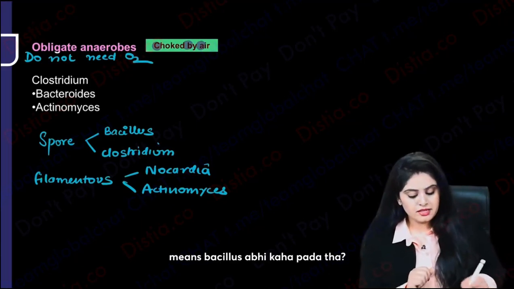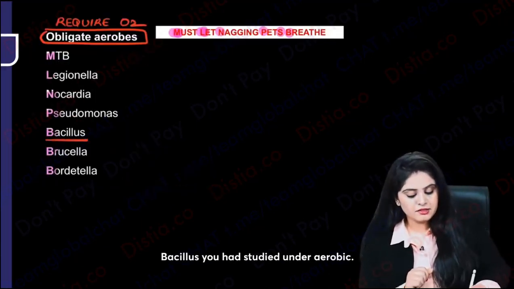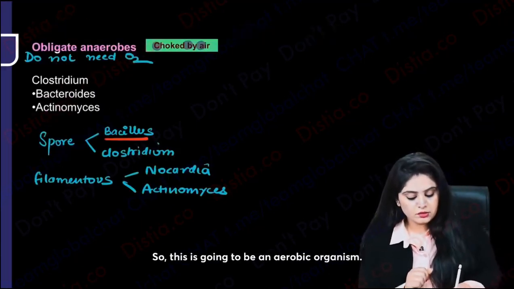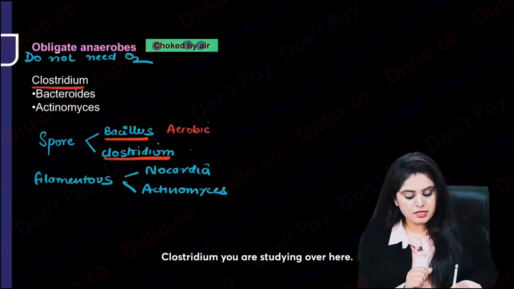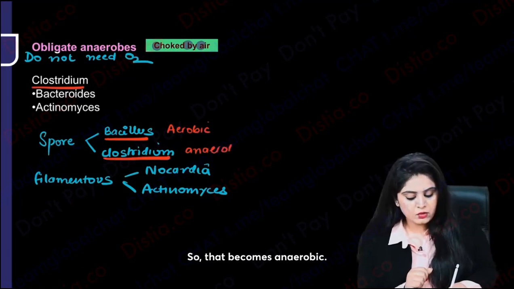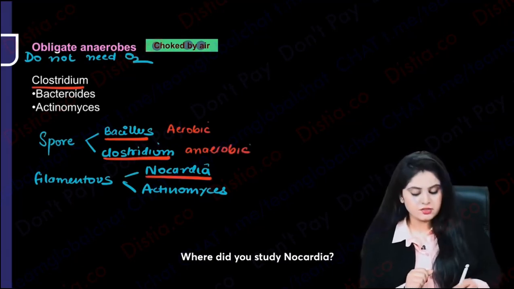Means Bacillus, where had you studied it? Bacillus you had studied under aerobic. So this is going to be an aerobic organism. The other member of the family, Clostridium, you are studying over here, so that becomes anaerobic. Similarly, under filamentous, where did you study Nocardia?